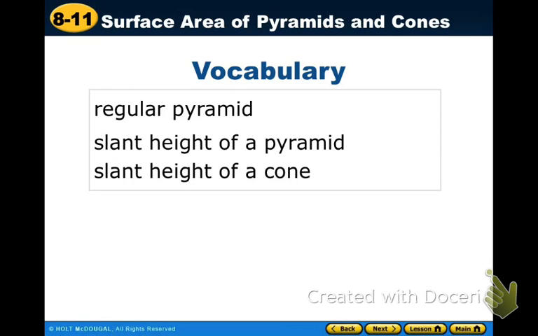So here's what you're going to be learning about: the regular pyramid, slant height of a pyramid, and slant height of a cone. Those would be new vocabulary words.